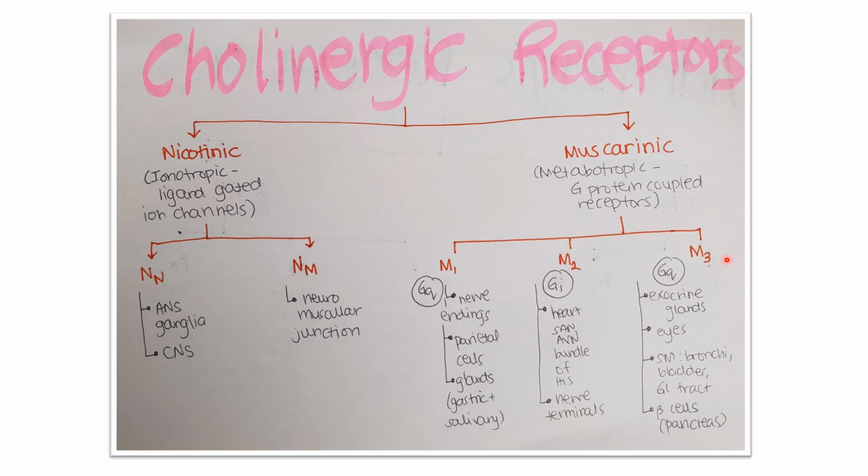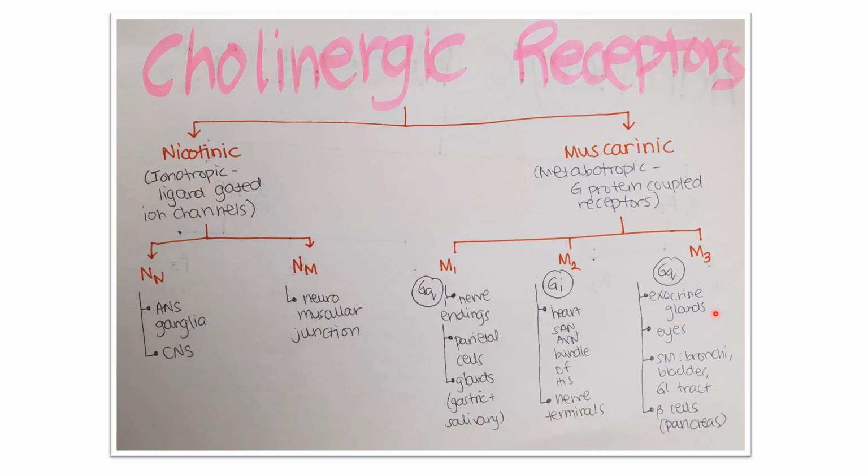M3, the third type of muscarinic receptor, is coupled with GQ as well, similar to M1. They are mainly found in exocrine glands like gastric, salivary, lacrimal, and other exocrine glands. They're found in the eyes as well. There are two main muscles in the eyes where we find this. The first one is the constrictor pupillae, which constricts the pupils, leading to miosis. The second are the muscles connected to the lens, called the ciliary muscles.